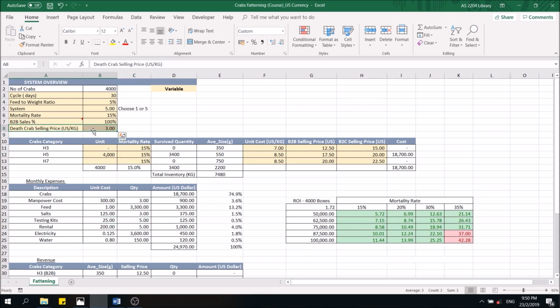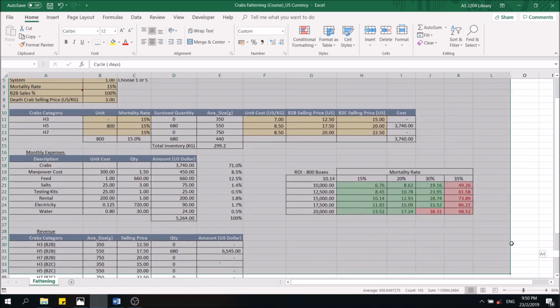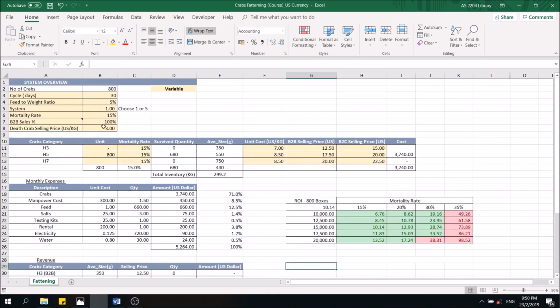So let's change back everything to one system, simplify the process. And for salt is about $25 per month. So let's check. Okay, it changed. Okay, I have changed every parameter to become one system. So now let's see what is the effect if I have $0 for selling that crab. Yeah, you can see actually the ROI is longer now.